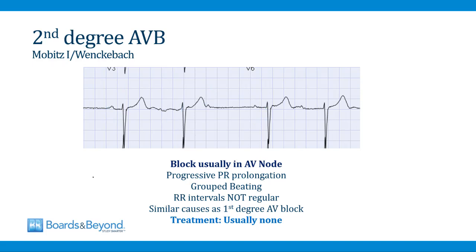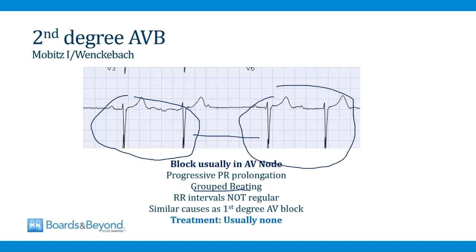a dropped beat. I've cleared away my ink so I can show you another classic finding of Mobitz type 1, and that is called grouped beating. If you look at this tracing on the screen, we've got two QRS complexes together, then we have a pause, then two together. That's called grouped beating, and that's a classic finding in Mobitz type 1 or Wenckebach.